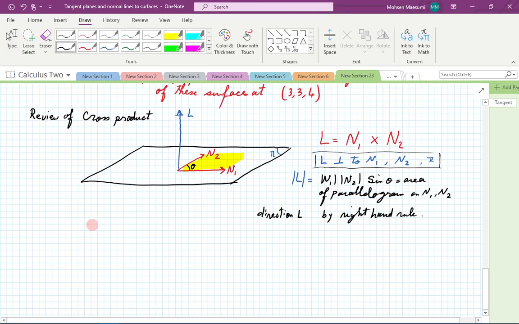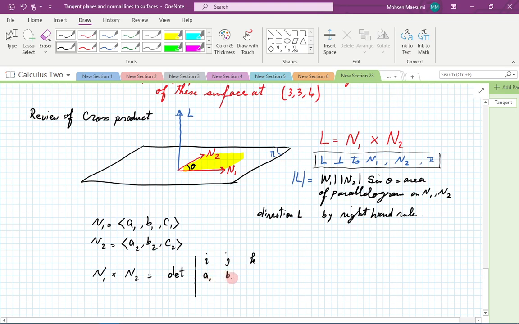The way we figure it out is, let's suppose n1 is a vector with three components, a1, b1, c1, and n2 is another vector with components a2, b2, c2. Then n1 cross n2 is the determinant of a matrix whose first row is i, j, k. The second row is the numbers a1, b1, c1. And the third row is a2, b2, c2.